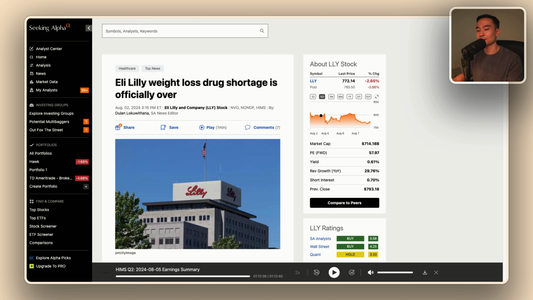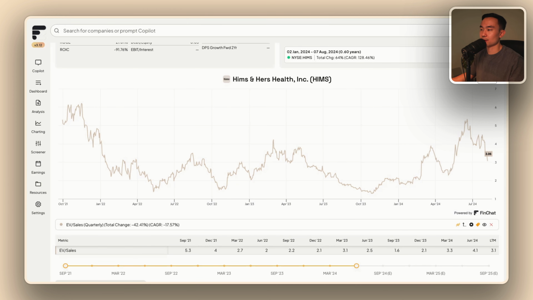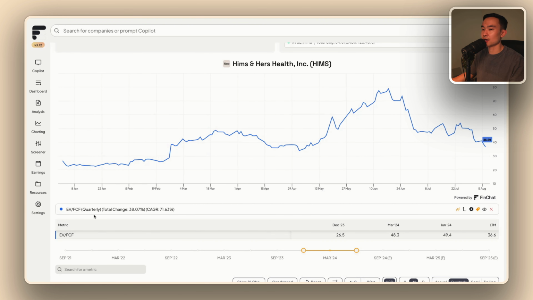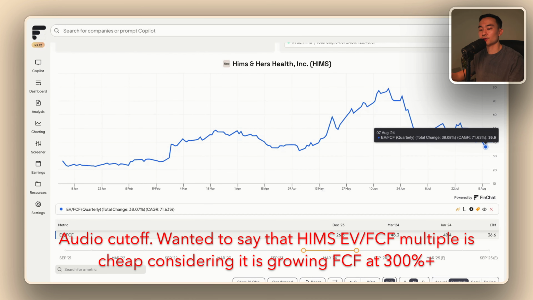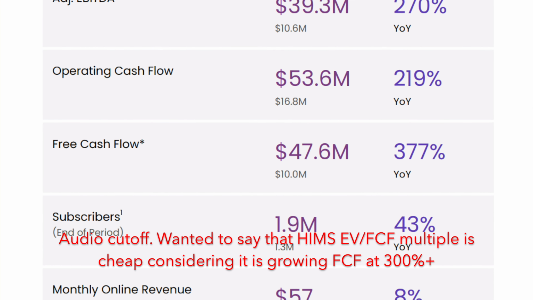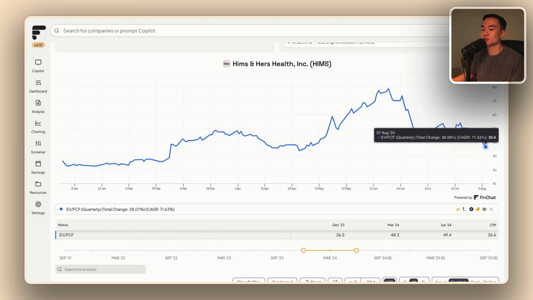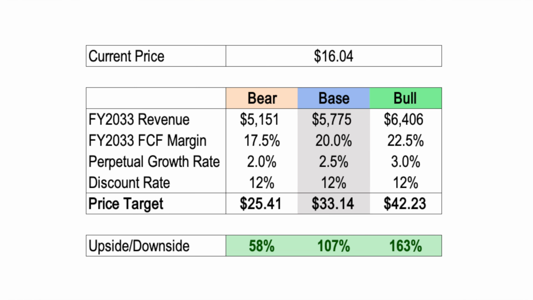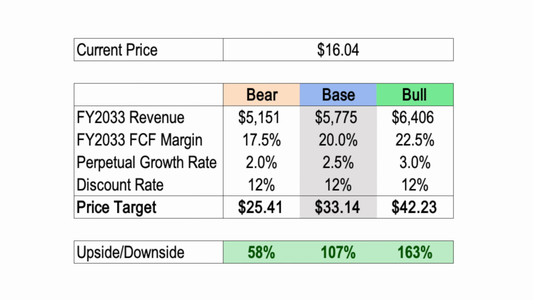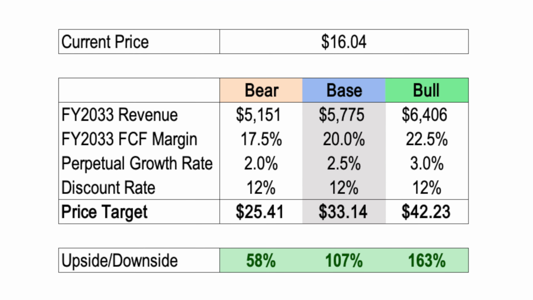Having said that, what am I doing with my HIMS position? Well, as you know, HIMS is my largest position in my portfolio, but I won't shy away from adding to my winners. Why? Because I still see massive upside potential for HIMS stock, which is now trading at just 3x its trailing 12-month revenue, which is incredibly cheap. And its EV to free cash flow multiple is just 36x, with free cash flow growing more than 300% year-over-year in Q2, so this multiple is ridiculously cheap as well. And as for me, I have a base case 12-month price target of $33 a share for HIMS stock, which is about double from its current price.